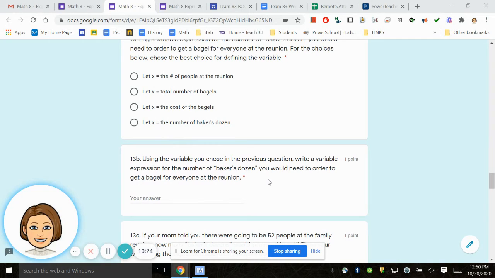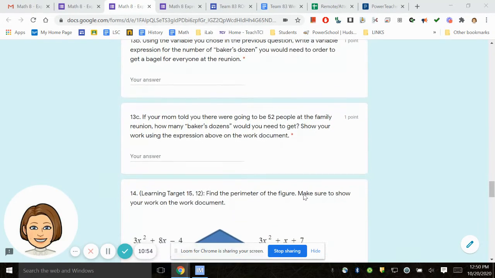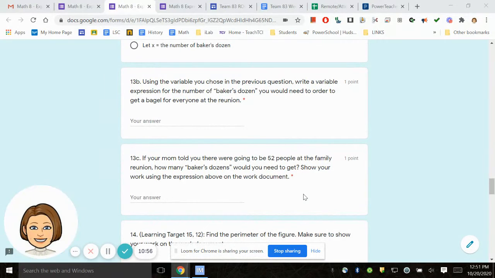Using the variable you chose in the previous question, so x, write a variable expression for the number of baker's dozens you would need to order to get a bagel for everyone at the reunion. Here's a hint. Think about if, let's say, there were 100 people at the reunion. How would you set that up? Now, instead of using the number 100, replace it with the variable to come up with your expression. Again, there's 13 bagels that come in a baker's dozen. That 13 is an important number.